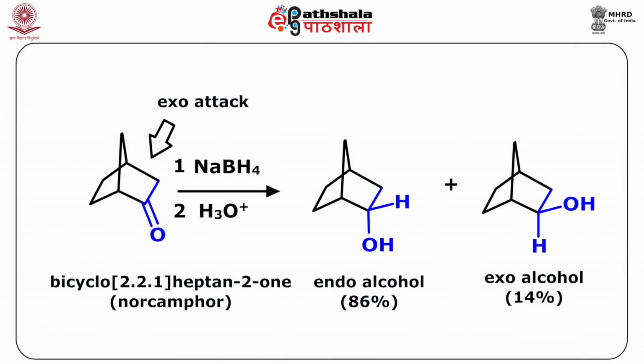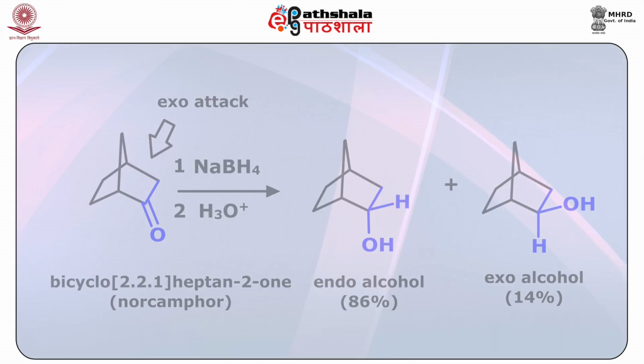For example, consider this reduction of norcamphor. In this case, the less sterically hindered exo attack is dominant, and this gives rise to endo-alcohol as the major product over the exo alcohol.